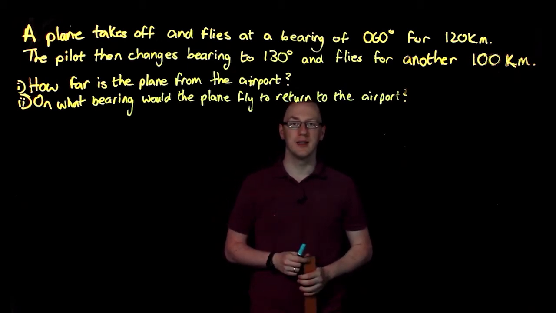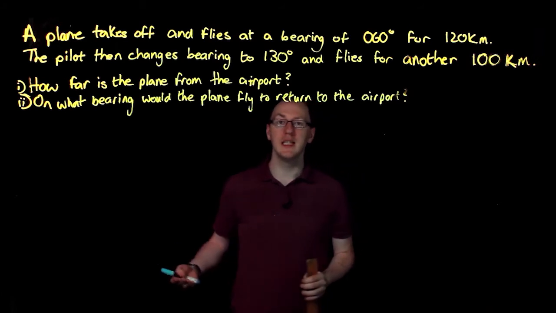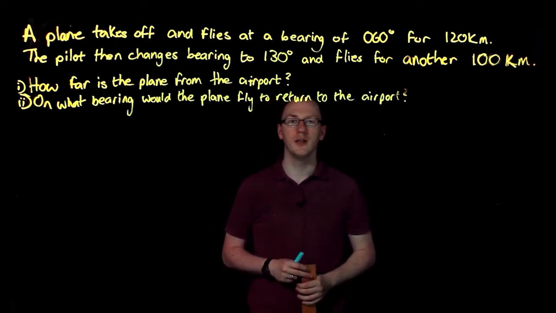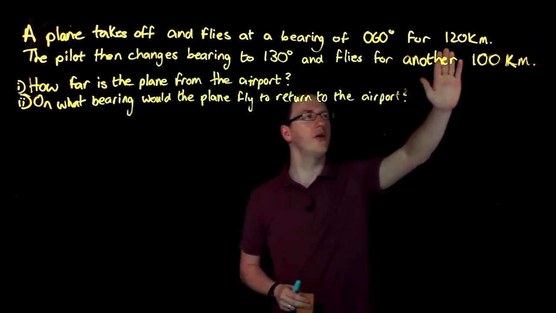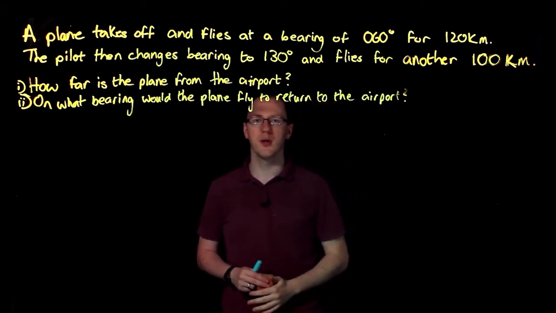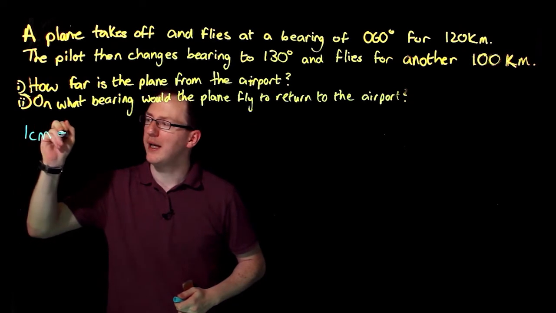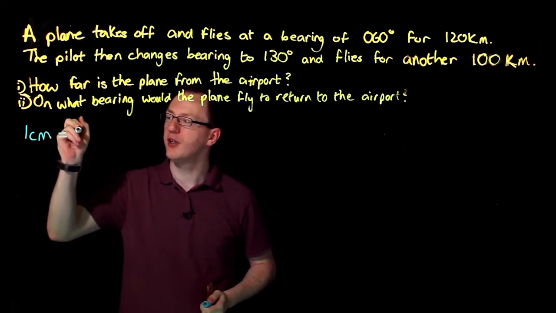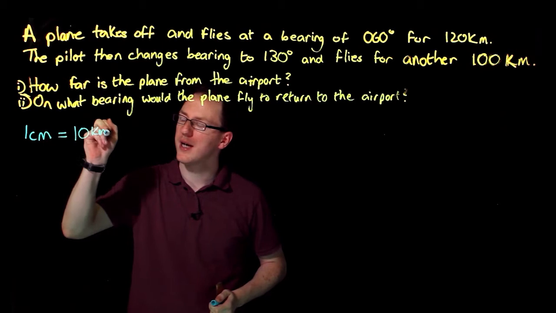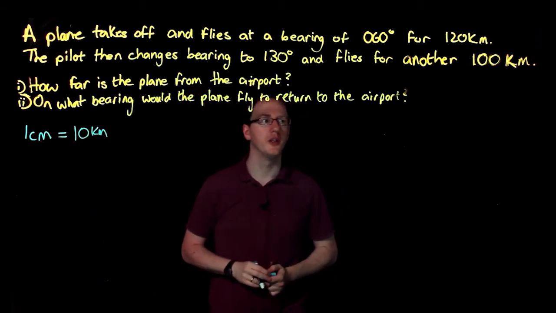So we're going to draw an accurate scale drawing to be able to find out the answer to this question. Before we do that, we need to decide what scale we're going to use. Our distances are 120 kilometers and 100 kilometers, so I'm going to use a scale of 1 centimeter on my diagram is equivalent to 10 kilometers in real life.